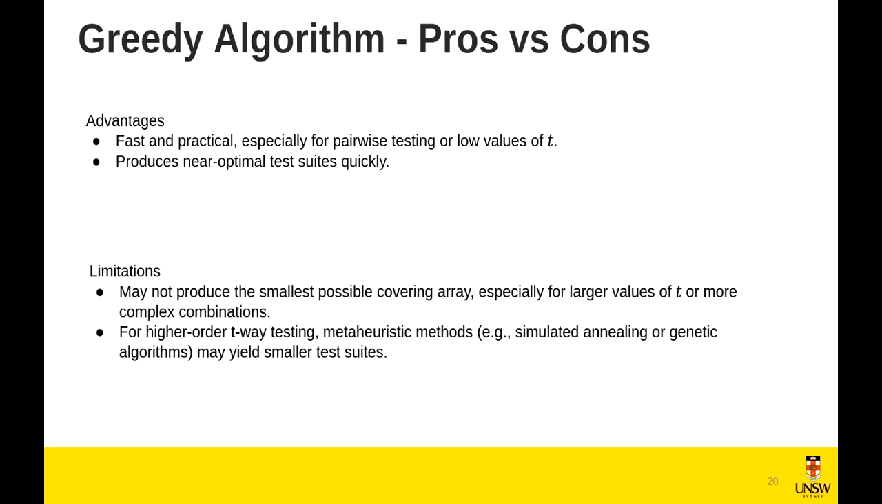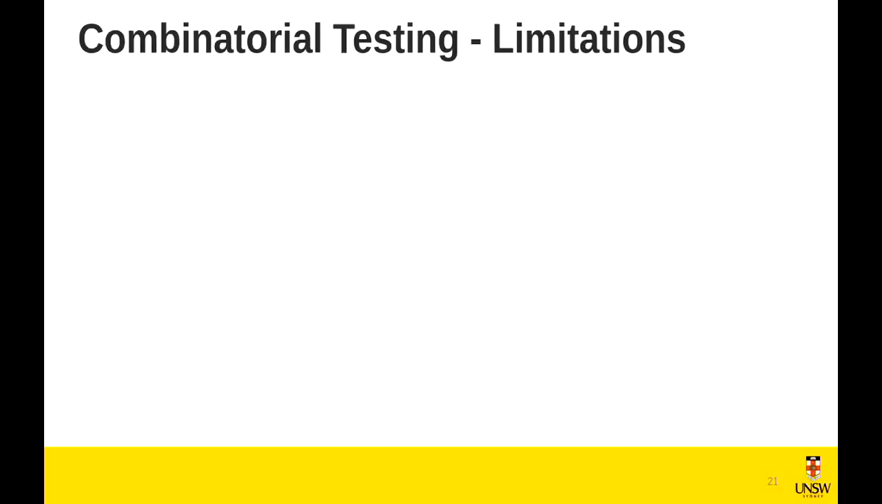The other algorithms, like the genetic algorithm, may give us a smaller set of test suites. But they are more complex and they will require more computational power. So let's just use the greedy algorithm here. And that's about the limitation of the greedy algorithm.